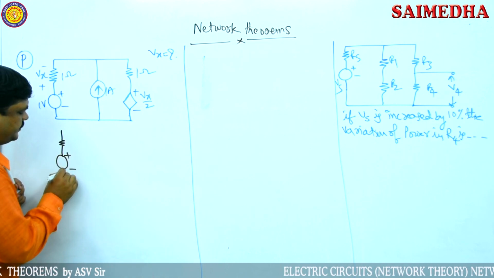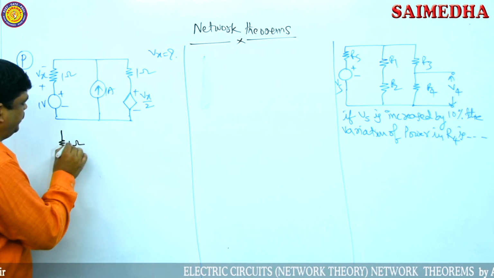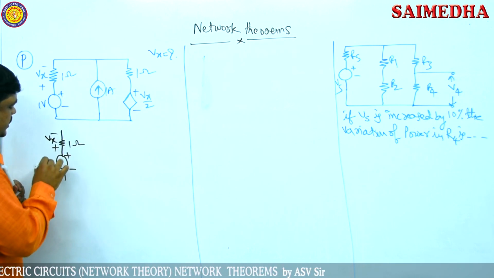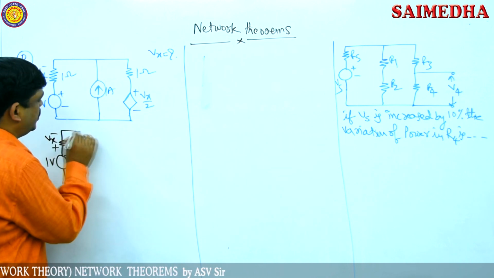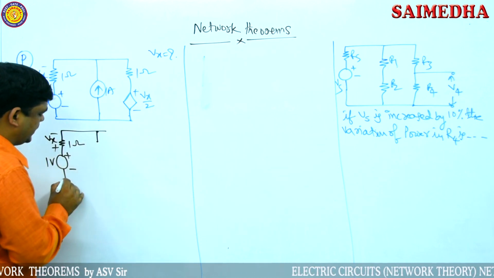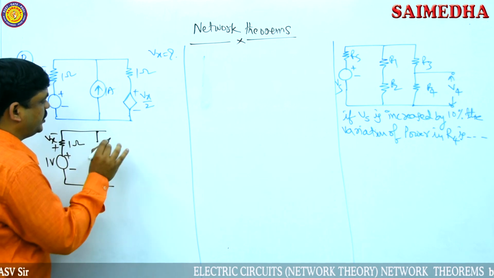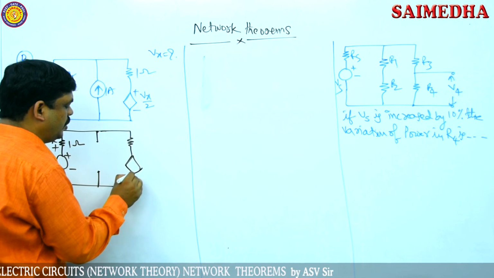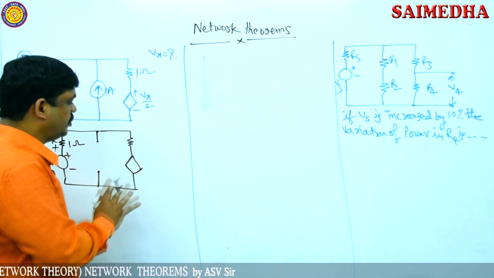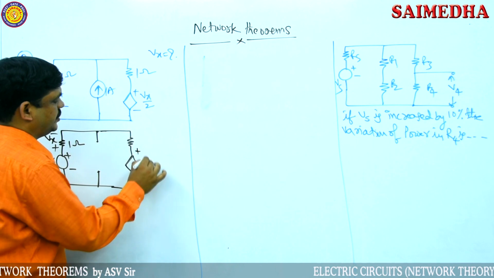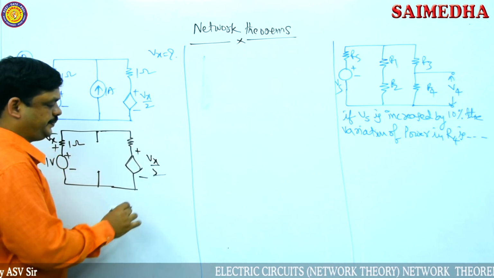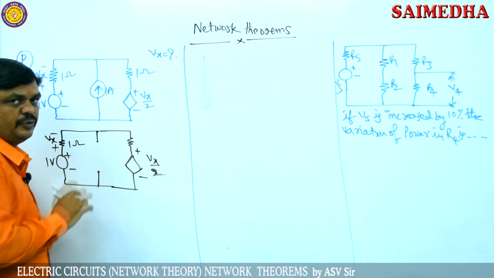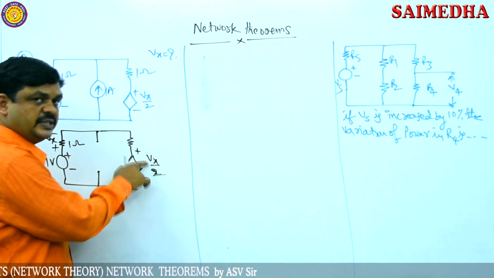The voltage source is connected. This resistor value is 1 ohm, with the minus-plus symbol. This is Vx. This voltage is the 1 volt source. The current source has infinite internal resistance, so it acts as an open circuit. Now the current source is open circuited, this resistor is connected as it is, and the dependent source. Don't remove the dependent source. Keep it as it is. This value is Vx by 2. This dependent source value depends on the voltage across this 1 ohm resistor, so that value is Vx by 2.